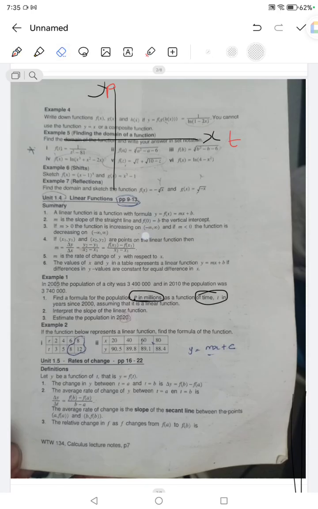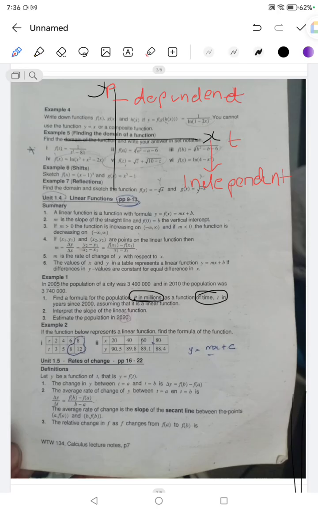One thing that I also have to say is that each and every time you're going to consider your x-axis, on your x-axis you're going to consider the ones that are independent. Because time does not depend on population, but population depends on your time. Hence I'm putting my population on my y, because this one is going to be my dependent.